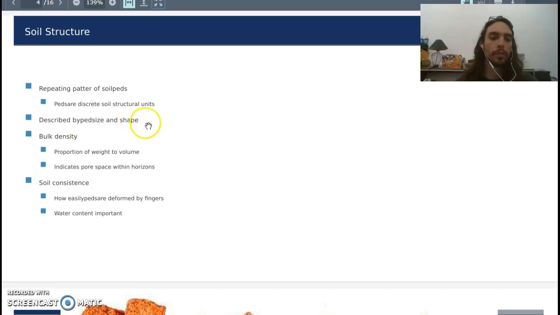So to describe how much water is held inside of the peds, we use something called bulk density. That's the proportion of weight that soil holds to volume. And volume is basically like if you've got a container in here, how much can go inside of this space?